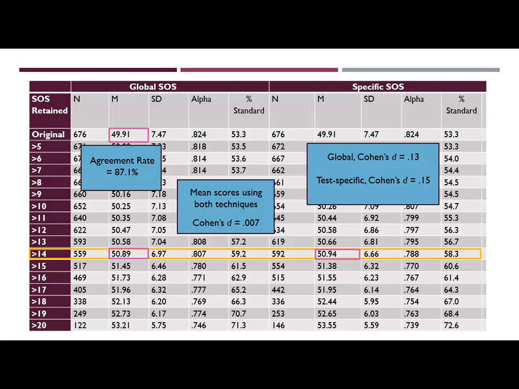This is further supported by looking at the proportion of students who were judged to meet faculty standards across both techniques. Approximately 59.2% met the faculty set standard at the post-test for global effort, and 58.3% for test-specific effort. These differences may be considered trivial since they fail to result in divergent conclusions about educational quality.